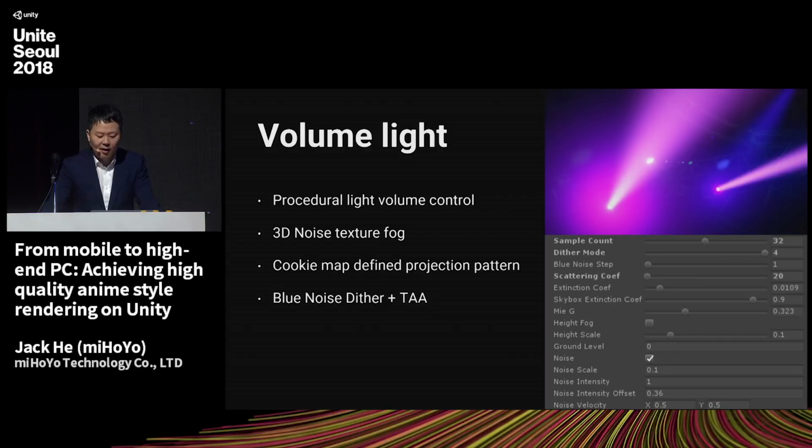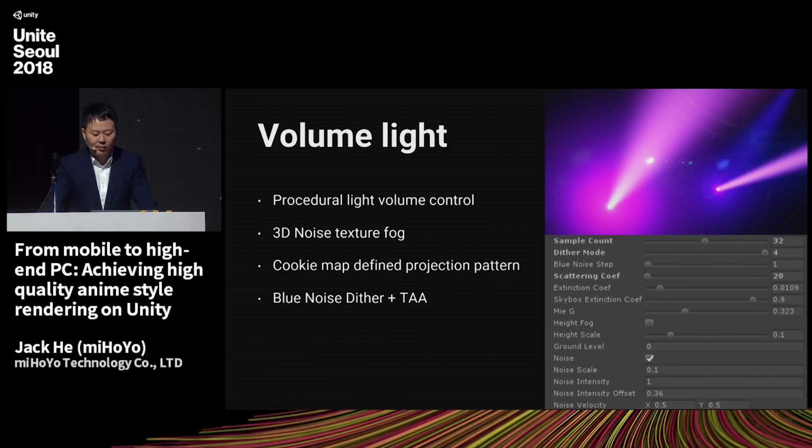Now let's see how volume light was implemented. We have procedural light volume control defined by curves. It's easy to adjust at runtime. We also use a small 3D noise texture to simulate a fog effect. It has several parameters to control: the grain size, intensity, and the flow speed.